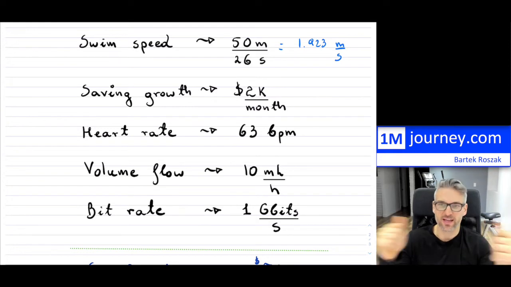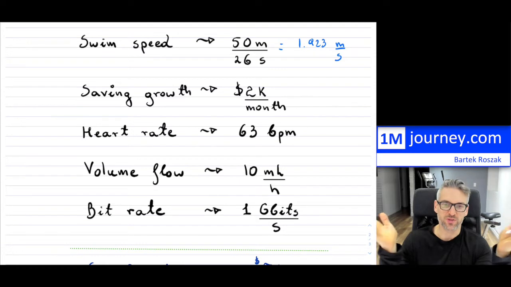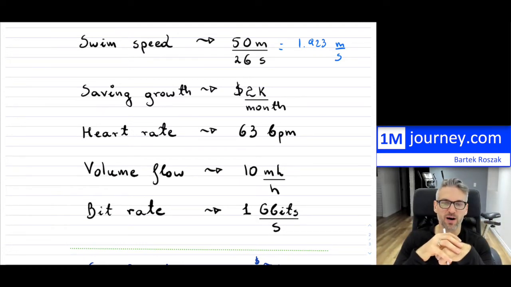So things like a saving growth rate, for example, it says 2K, which means $2,000 every single month. So maybe somebody has a saving growth rate. That's what they want to put away in their banking account. There's a heart rate, which is, let's say, 63 beats per minute. So every single minute, our heart is beating at 63. That probably is a resting heart rate. And people's heart rates change.